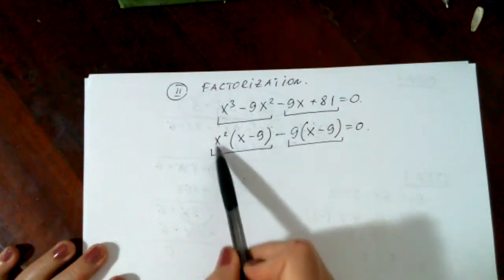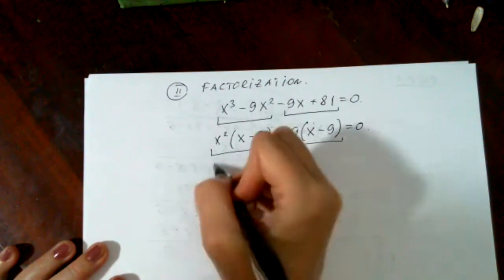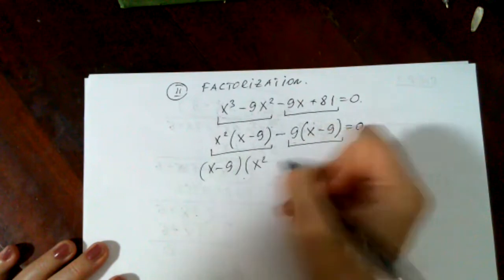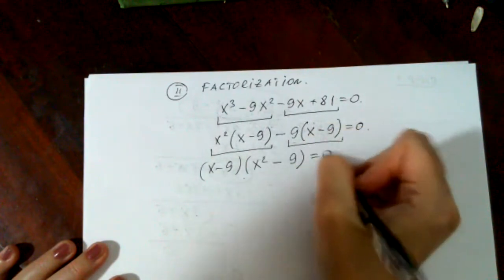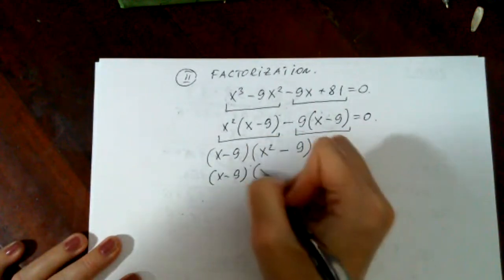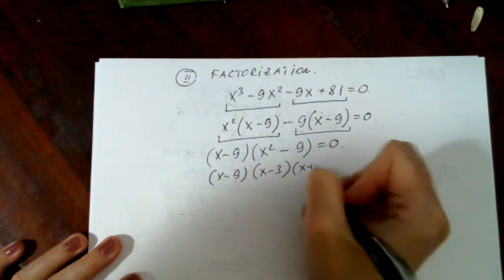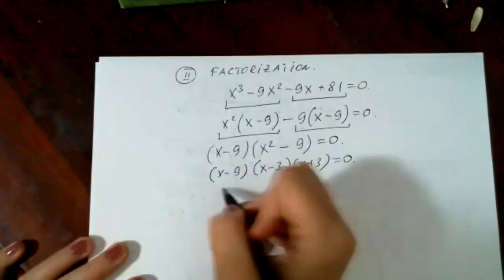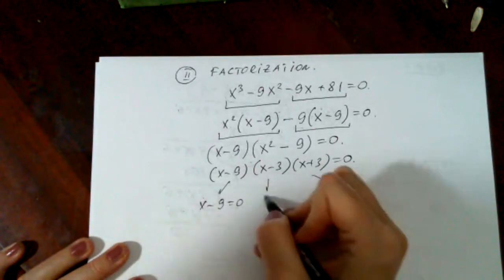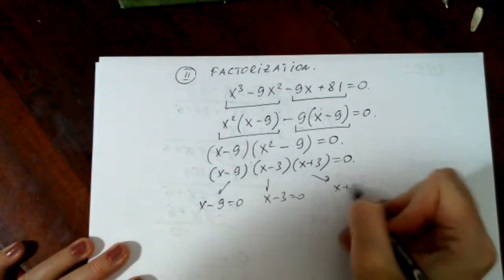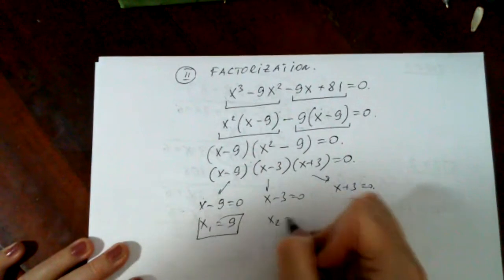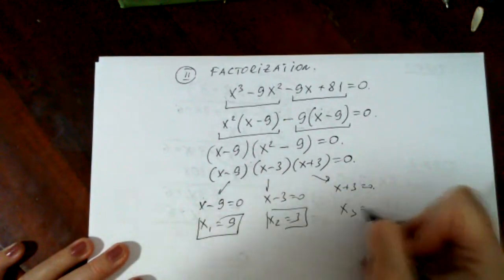Look at this. You can factor out x minus 9 out of both of them. And you will have x squared minus 9. And finally, you can even take one more step. You can apply a very famous formula here, and you'll get this factorization, which means that you already know all the three roots. So x minus 9 is equal to 0, x minus 3 is equal to 0, x plus 3 is equal to 0, which means your first root is 9, the second root is 3, and the third root is minus 3.